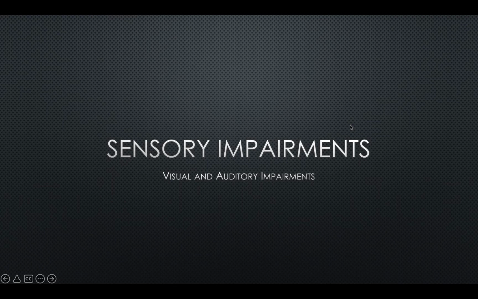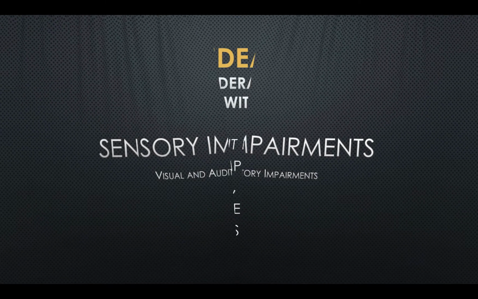I want to talk now about sensory impairments, visual and auditory impairments. The reason I put these into one talk is because they deal with how we access information. There are two different impairments, specifically visual impairments and auditory impairments, under this umbrella of sensory impairments.